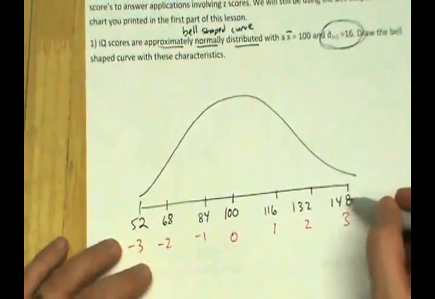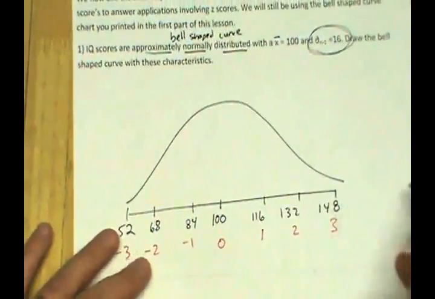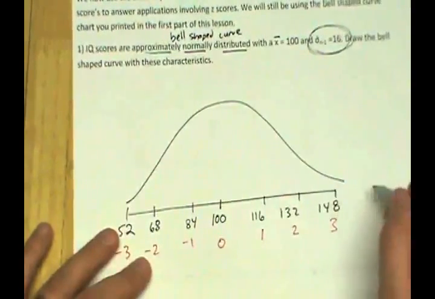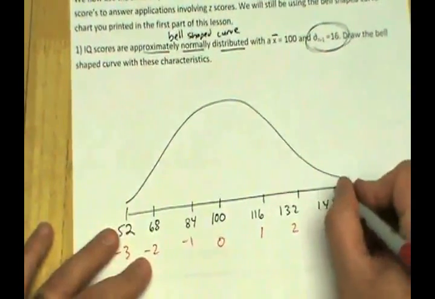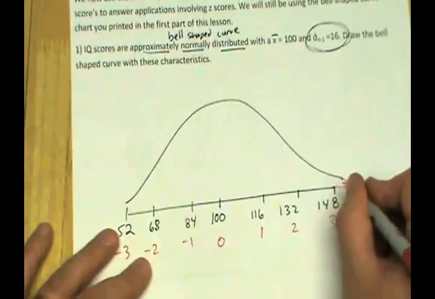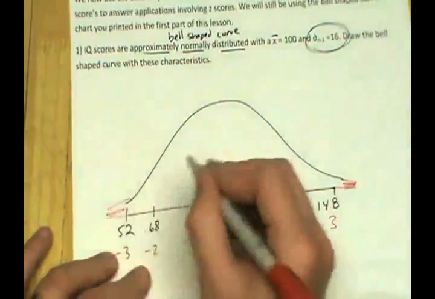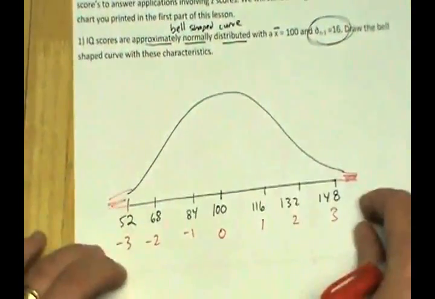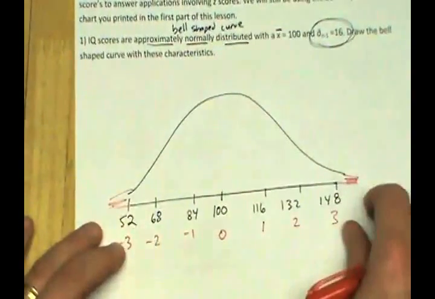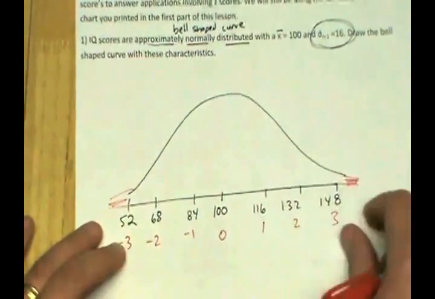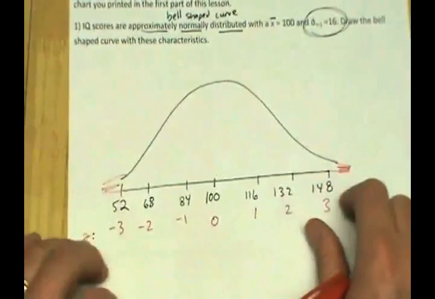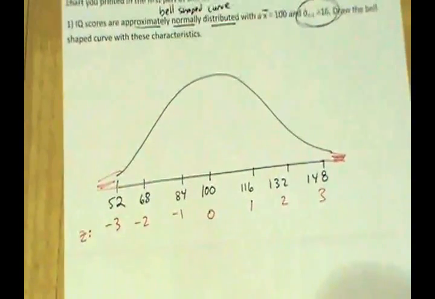Sure, there's been IQs that are greater than 148. Can we go past that? You can. You're going to get z-scores higher than 3, but if you notice, there's very few people off on the tails. So that's just basically what we do. We always go -3 to 3 and then we stop. Okay? But there does exist a 4, 5, a 6, a 7, and so on. Okay, so that's what the bell-shaped curve looks like.